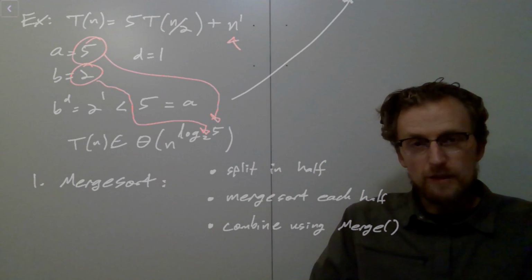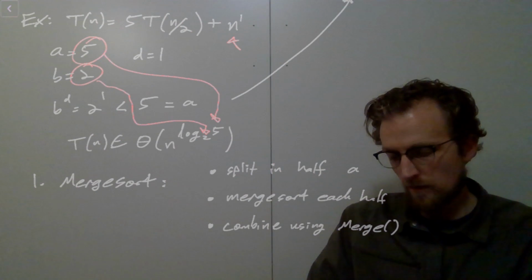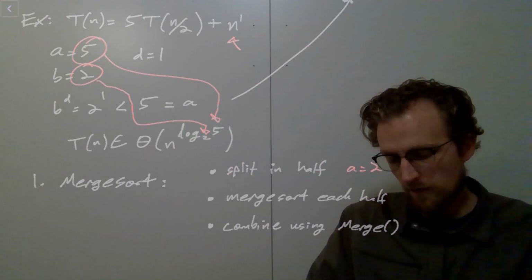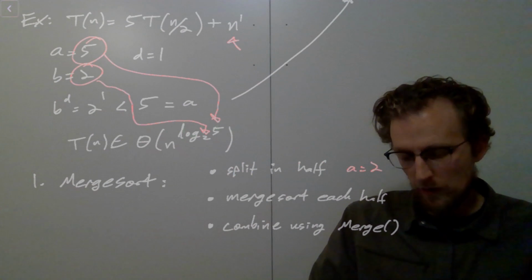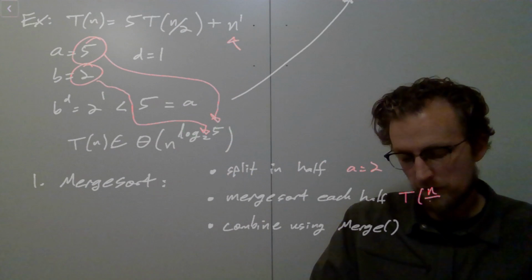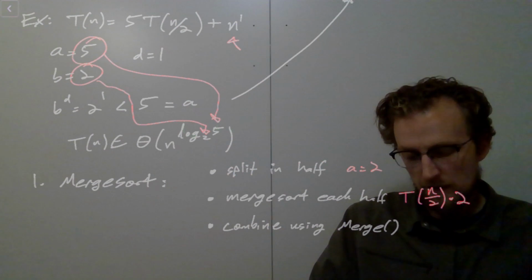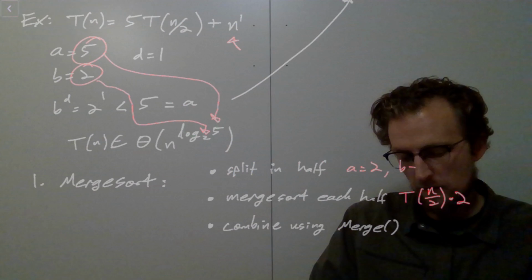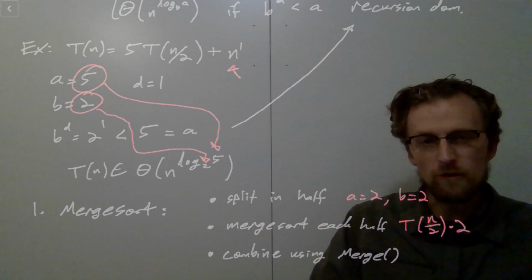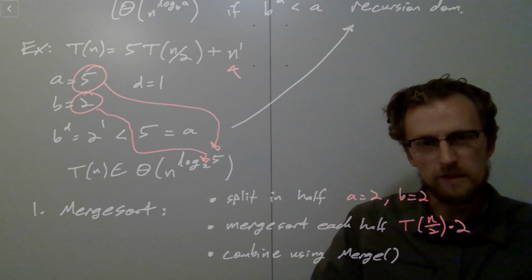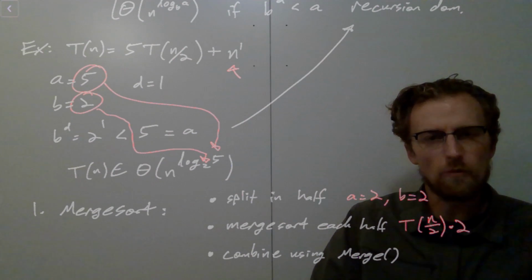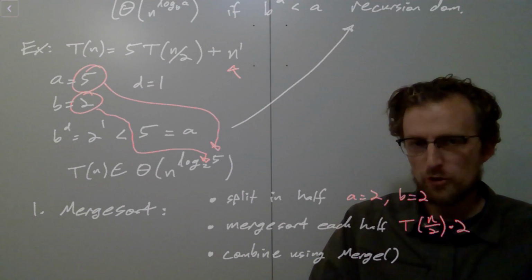All right, so splitting in half means our a is 2. When we merge sort each half, what we're doing is this is T(n/2) times 2, and b equals 2 there as well. And then combining using merge is a linear time algorithm, and you can reason through that pretty easily yourself. As a general note, you should understand what the merge function is doing and how it works. It should not be difficult to reproduce.